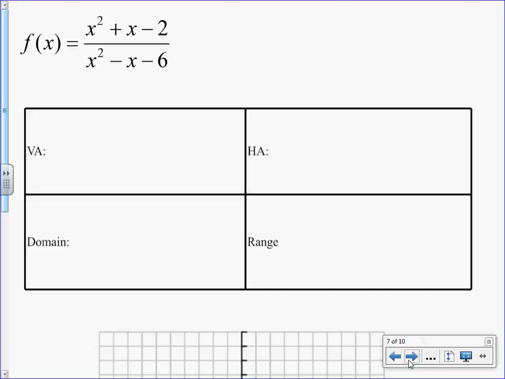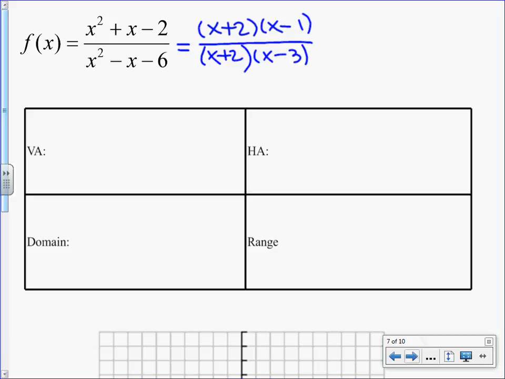Okay. What's the first thing we have to do? Simplify. What does our numerator factor to? Good. What does our denominator factor to? X minus 3 times... Aha! So what happens? We can reduce to x minus 1 over x minus 3.